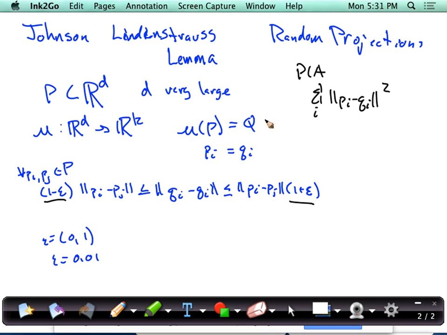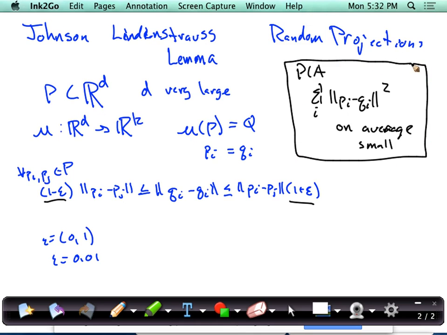So now here we're in R^k, but we think of this as a subspace of R^d, in order to make this make sense. So this was saying that, on average, these distances were small. This is what PCA was doing. With the Johnson-Lindenstrauss random projection, you want to get this property.